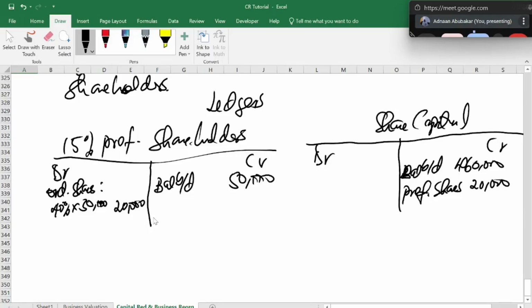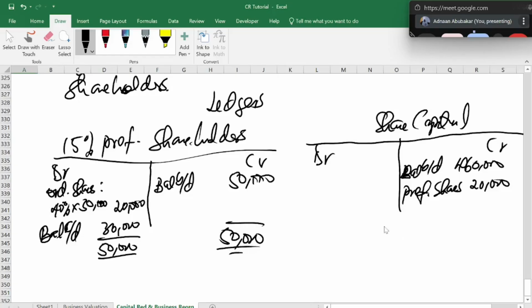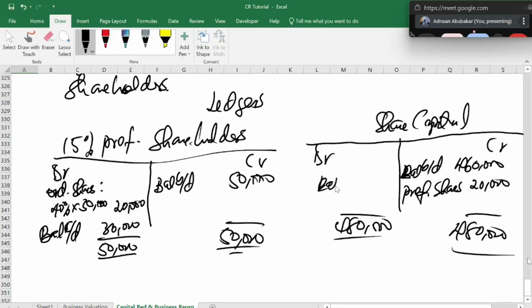You understand? When you are closing the balance, the balance carried down here will be 30,000. Then you close the account with 50,000 there, and the account will also be closed at 50,000. The same applies to this one. So here you have 480,000, balance carried down 480,000.